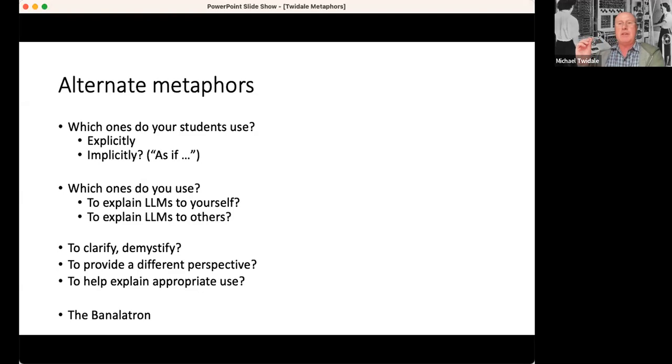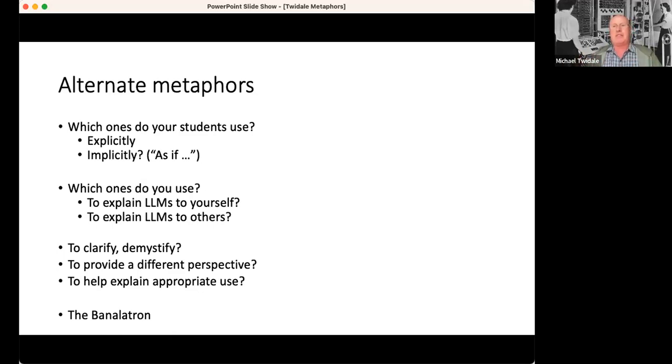So if you're ever doing this explaining, listen to what other people use to describe it, how they currently understand it, and think about the ones that you currently choose to use, maybe the ones that you've used to explain large language models to yourself when you first encountered them. Which ones have you used to explain to other people that seem to work very well, where people say, oh, I get it now.